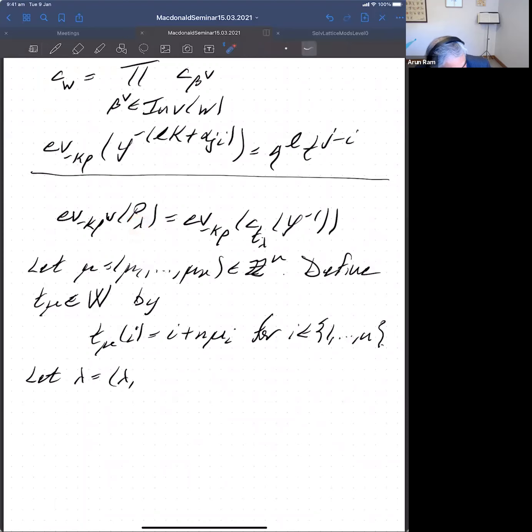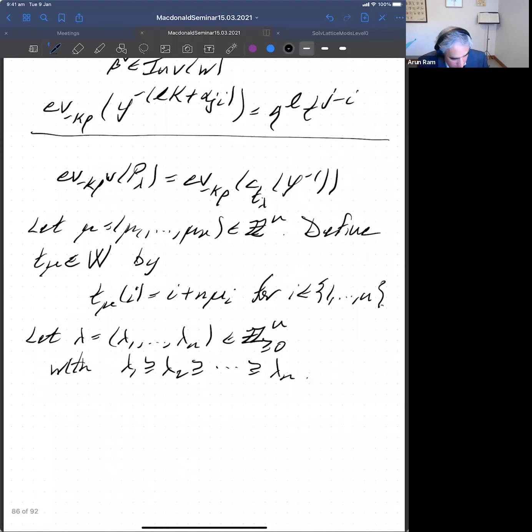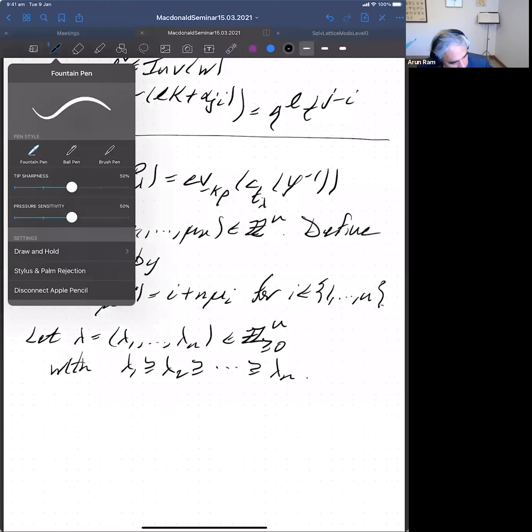So I remind you that lambda is a partition. So this I'm thinking of now as positive integers with lambda 1, lambda 2, all decreasing. All right. So now you can just look. I mean, this is the kind of thing you give to your undergraduate students. You look at this permutation, T lambda, and you compute its inversions. So what are the pairs ij which get switched by this T?